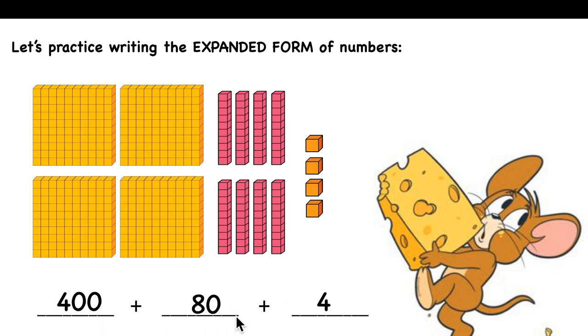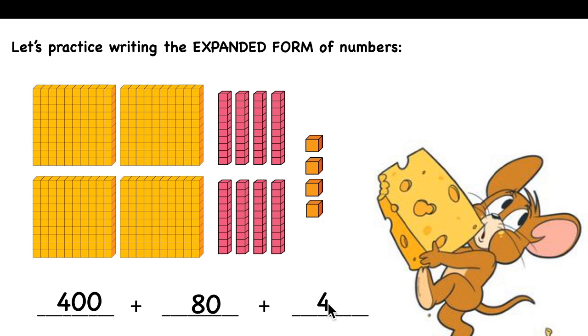What do we call this form? Expanded form. Expanded form is an addition sentence. It's a way of writing the numbers by adding the value of every digit. This is for hundreds. These are 8 tens or 80, and these are 4 ones, 4.